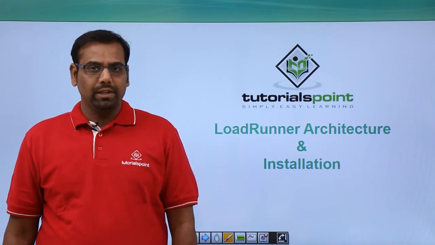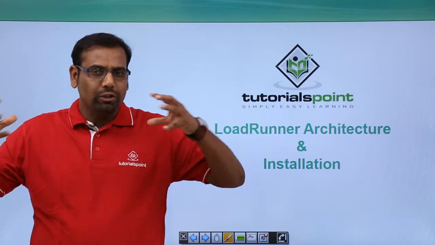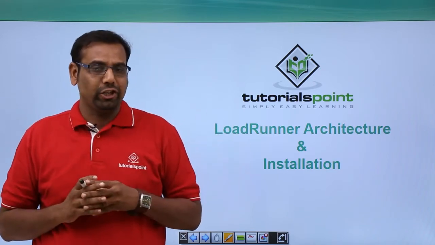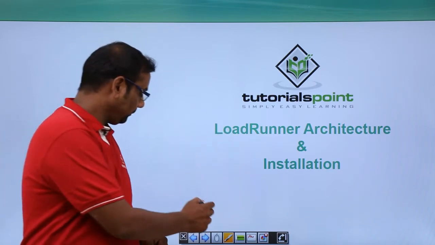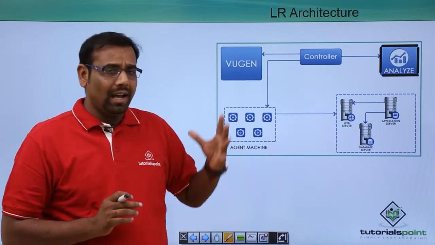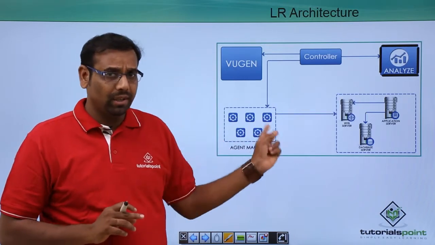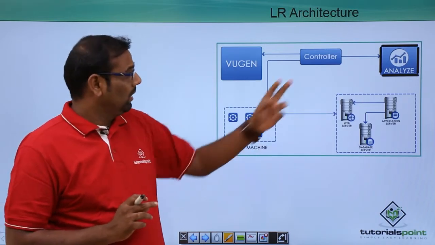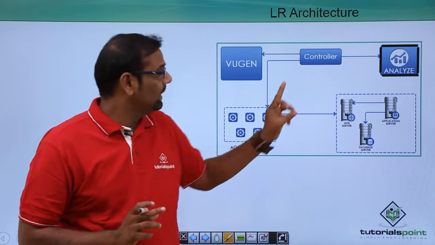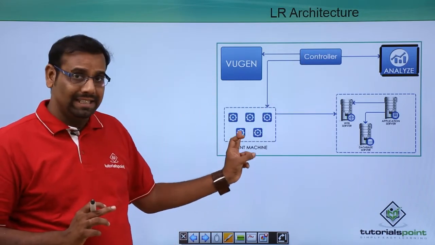Now that we have discussed the different components of LoadRunner, let's see how these components will interact with each other. Well, this is the architecture of LoadRunner, and you have all the components that we have discussed so far. We have the analyzer or analysis, the controller, VUGen, and this is what LGs are.